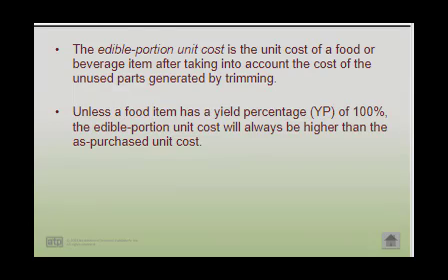The ingredient amounts provided in a recipe are the edible portion amounts, the EP. The total cost of an ingredient in a recipe can be calculated by multiplying the edible portion, the EP, amounts by the edible portion unit cost for each ingredient. When calculating the edible portion unit cost of an ingredient, the unit of measure of the edible portion amount and the as-purchased unit cost must be the same.